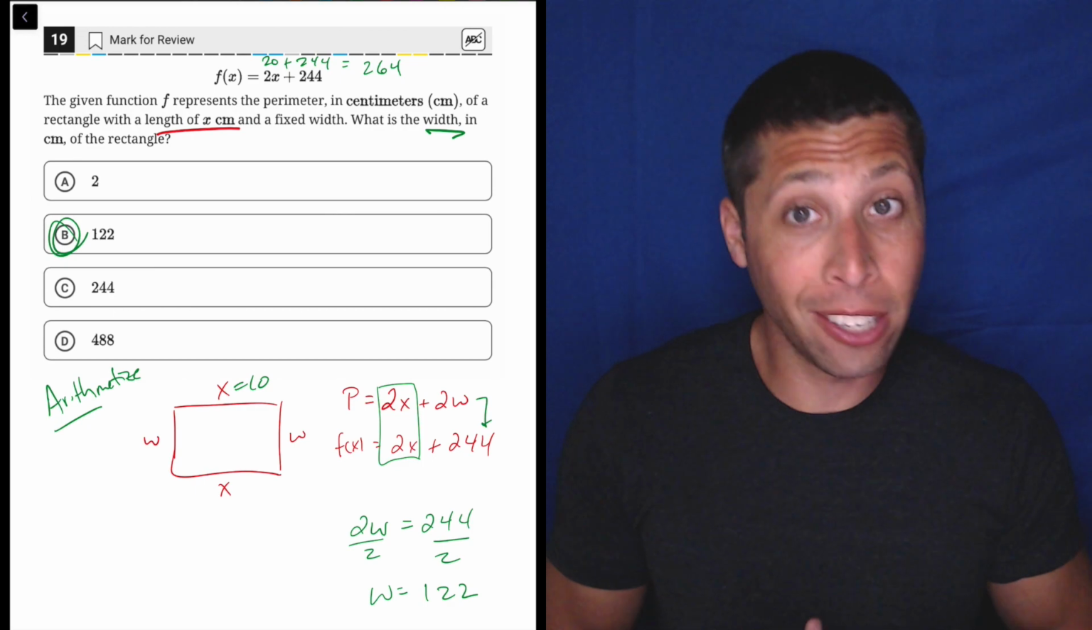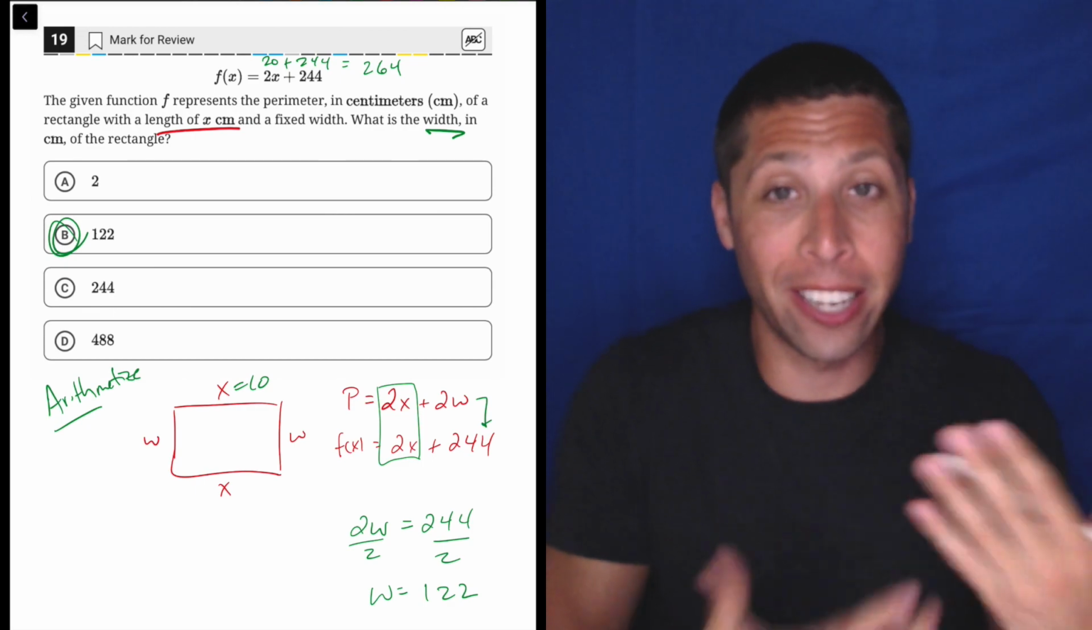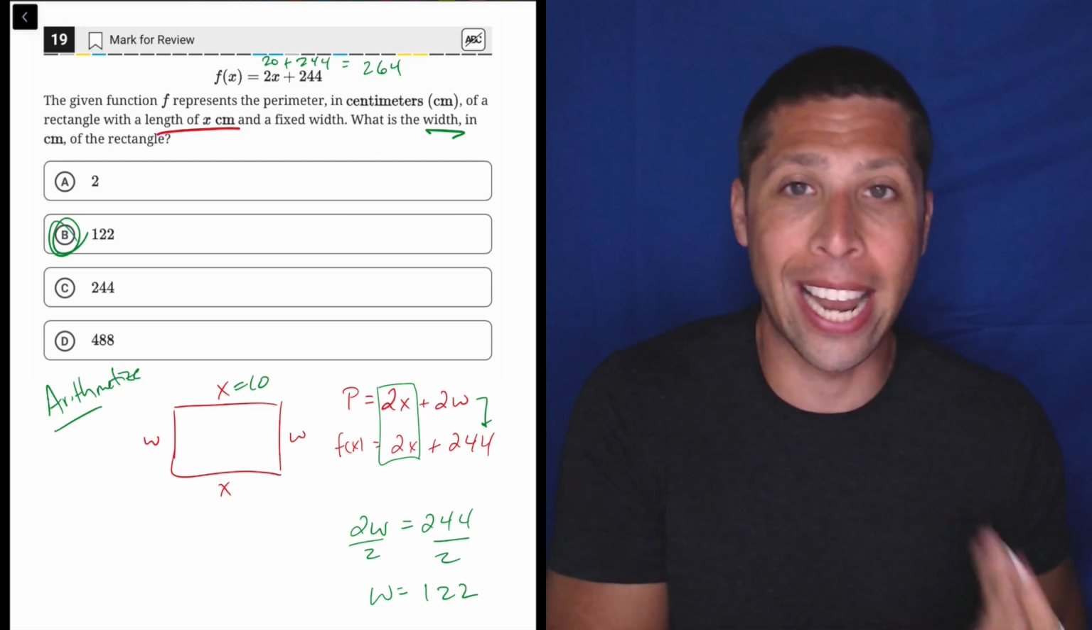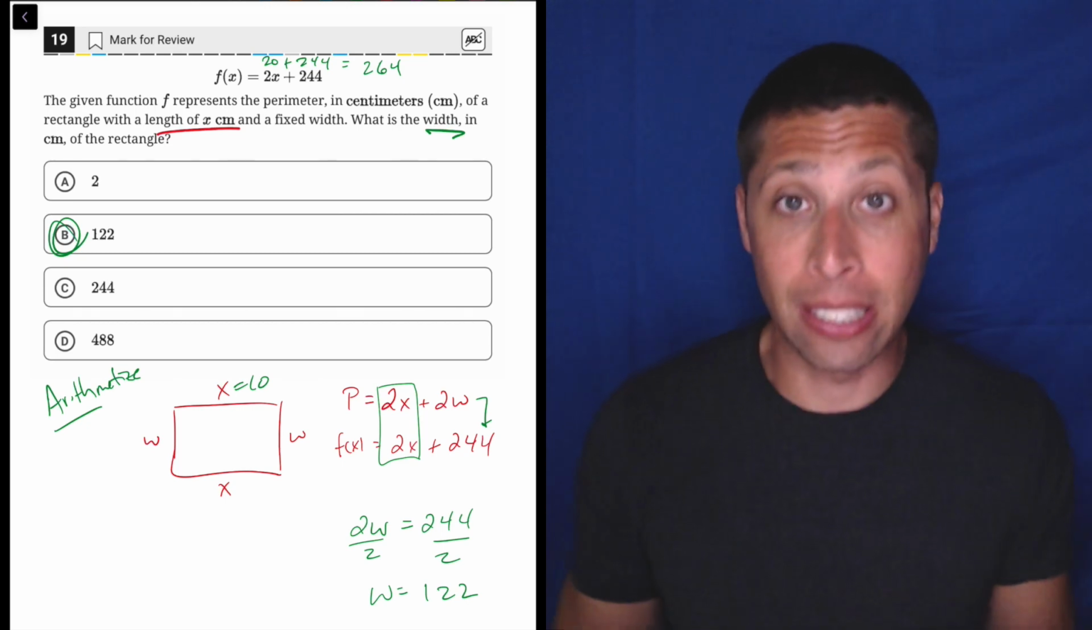I do think, though, that this is a great question to just write stuff down. As stupid as it is, I think drawing a rectangle on your scrap paper is worth it just to see what's going on. I think your brain is going to be much more able to make connections between this formula and the shape that it's supposed to represent if you actually see the shape.